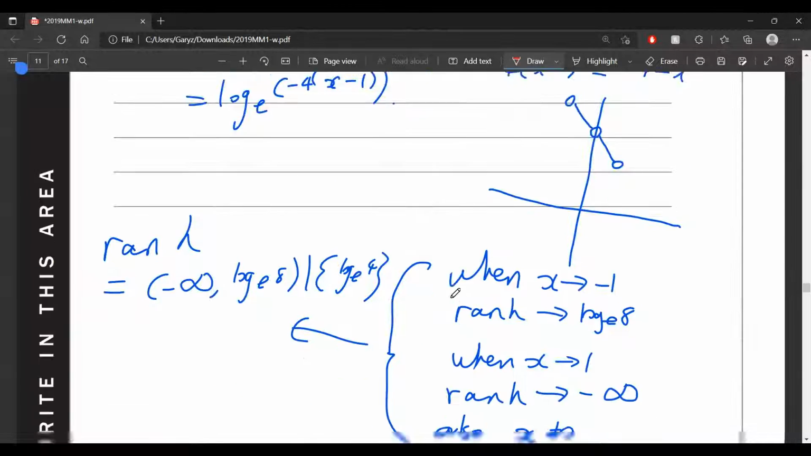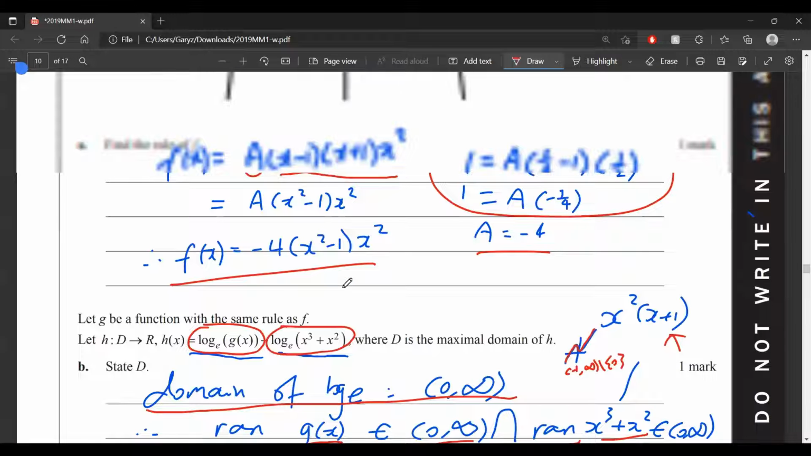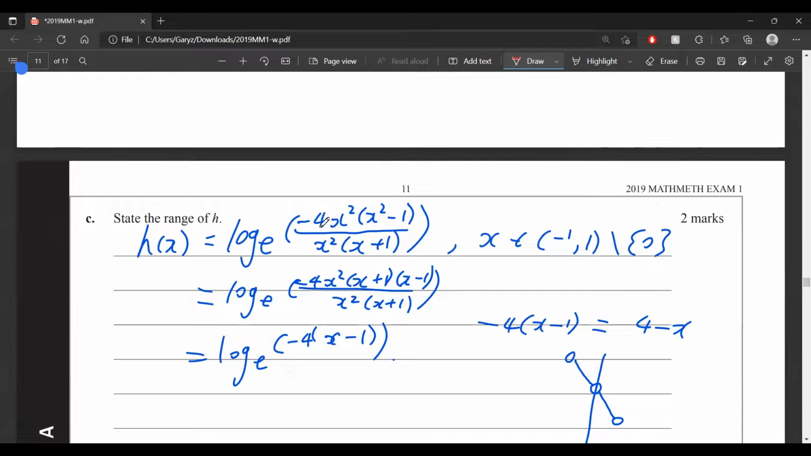Okay, the next question is even trickier. We need to find the range of h. First of all, we can combine the 2 logarithms, and then we simplify it to this. In fact, I can rewrite this as log e of 4 minus x if I want, which might look a bit neater. These two are the exact same thing, it's just rewriting it.